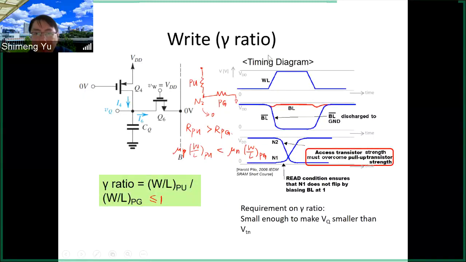And then we can also look at the timing diagram for the write operation. So we can recap what happens to the write. So the write, you need to prepare the data from the BL and BL bar. So if you want to write the 1 to the N1, then you will prepare the BL to be VDD. And then the BL bar should be ground. 0 will be written to the N2. So you need to make the 1 and 0 ready, complementary to each other from the BL and BL bar. And then turn on the WL. So here you turn on the WL.